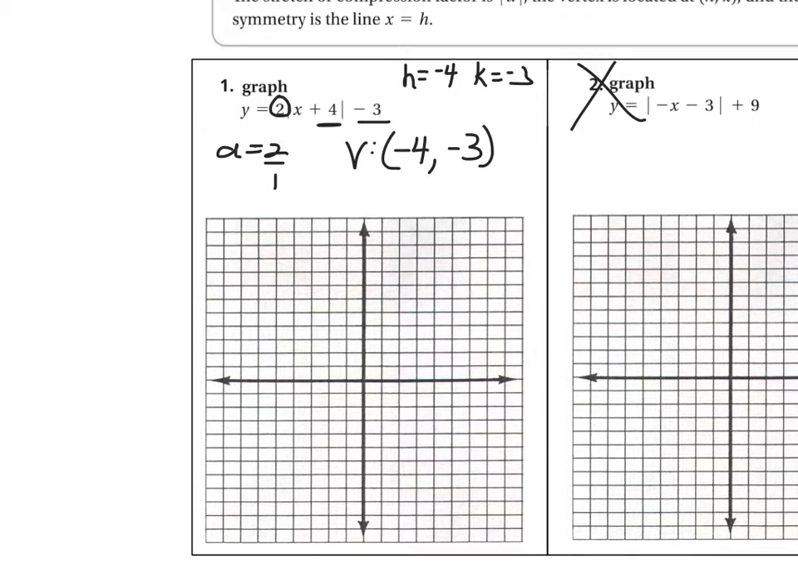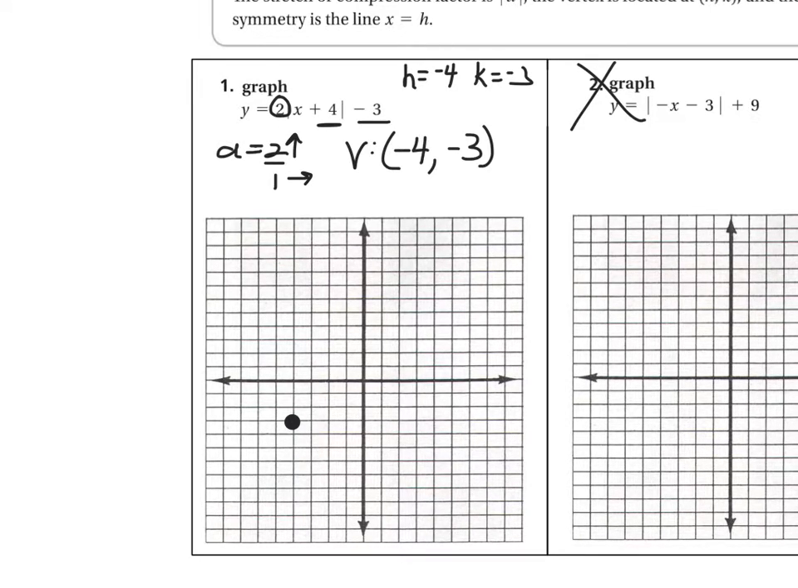All right, so I want to plot my vertex first again. My vertex tells me I'm going to go left 4, and I'm going to go down 3, put a dot right there. So I start at the origin, go left 4 units, go down 3 units, put my first dot. Then my next point is going to be found using my a value. This tells me that I'm going to go up 2, since it's positive, and I'm going to go right 1.